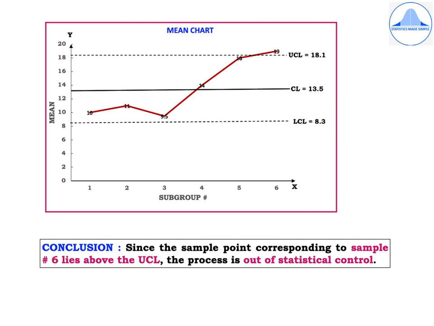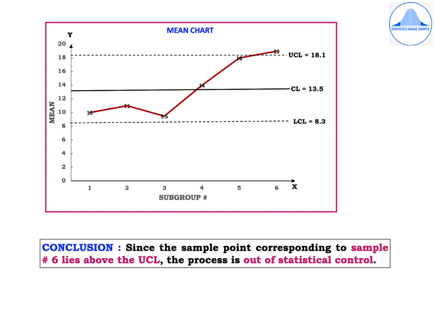I have chosen on the x-axis the subgroup numbers from 1 to 6. On the y-axis, I have taken the scale as 0, 2, 4, 6, 8, 10, 12, 14, 16, 18, 20. So please choose an appropriate scale. Look at the X bar values and also look at the CL, UCL and LCL values. Among these, find out the least value and the highest value and then choose the appropriate scale.